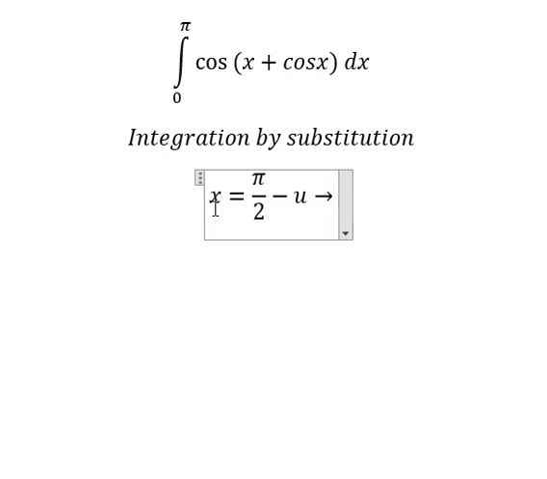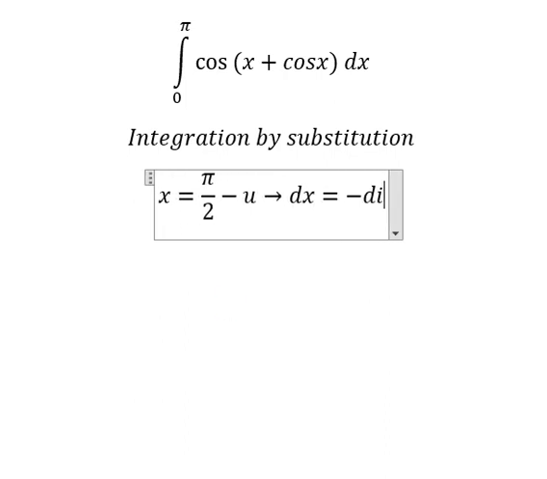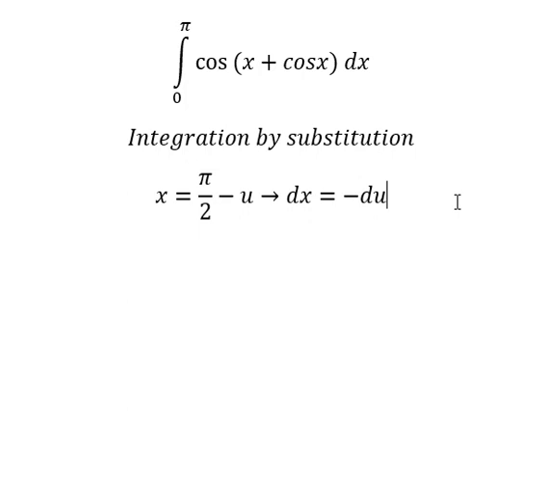Later, we need to first take the derivative of both sides. This one is a constant, so you get number 0. This one, we have number 1. And now we just have negative 1. Next, we need to change the bounds.